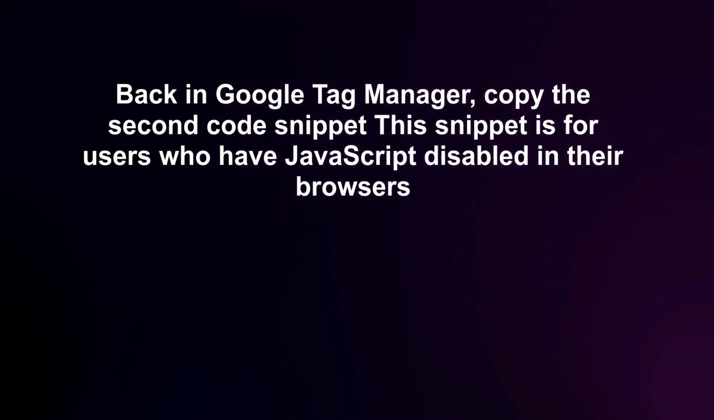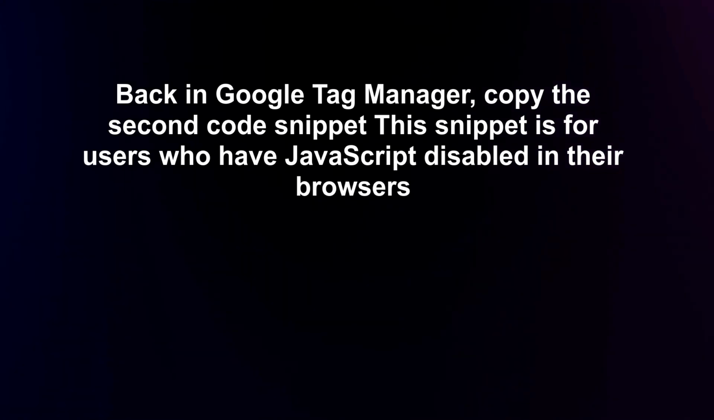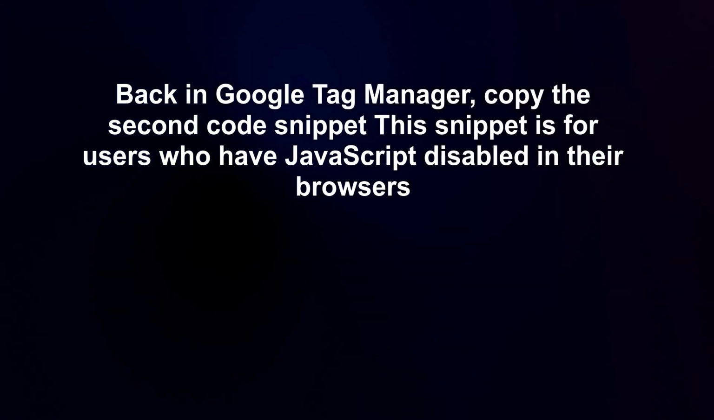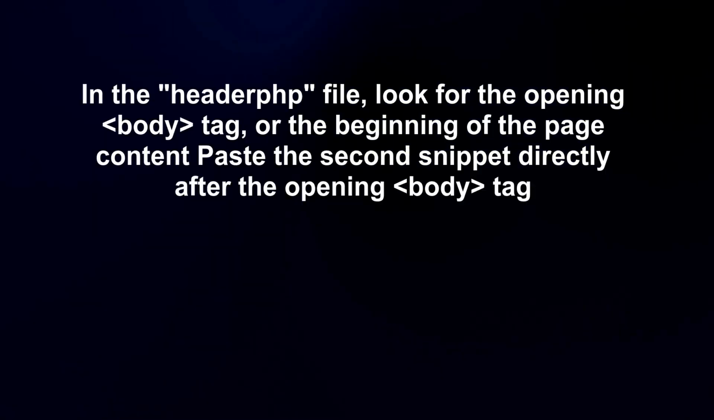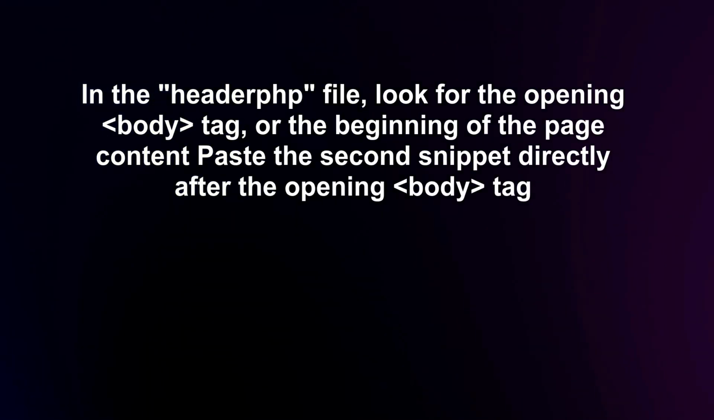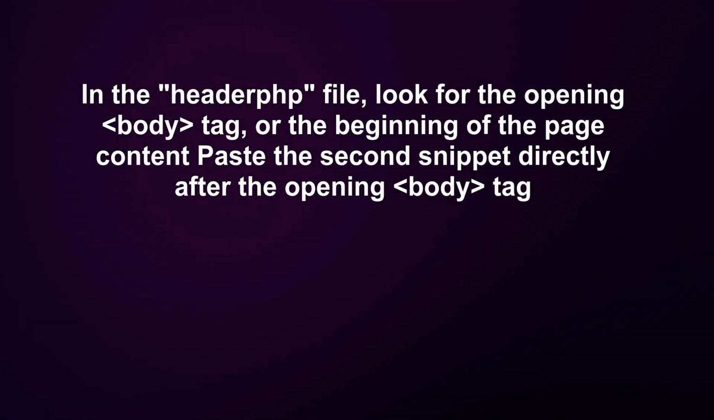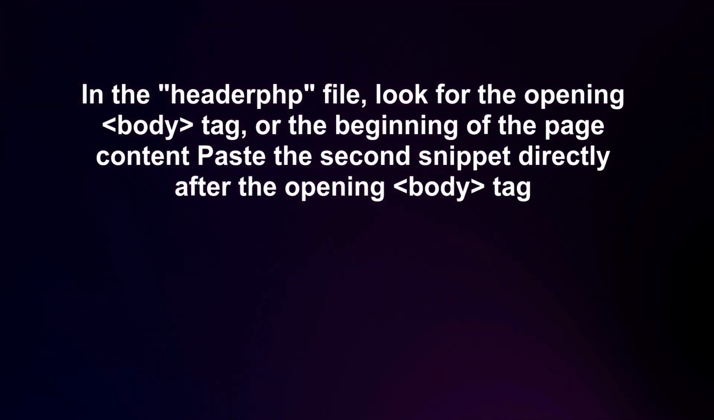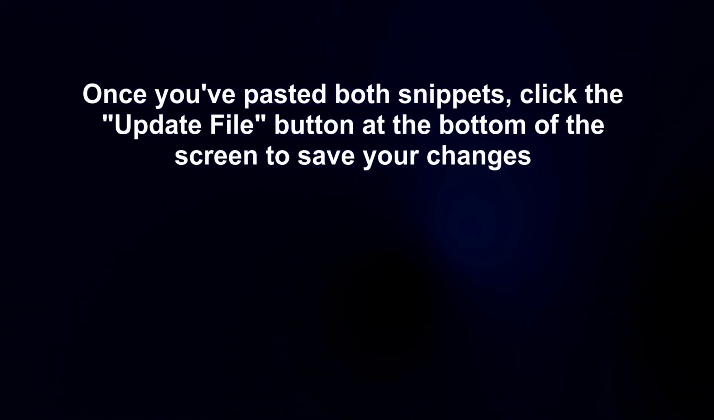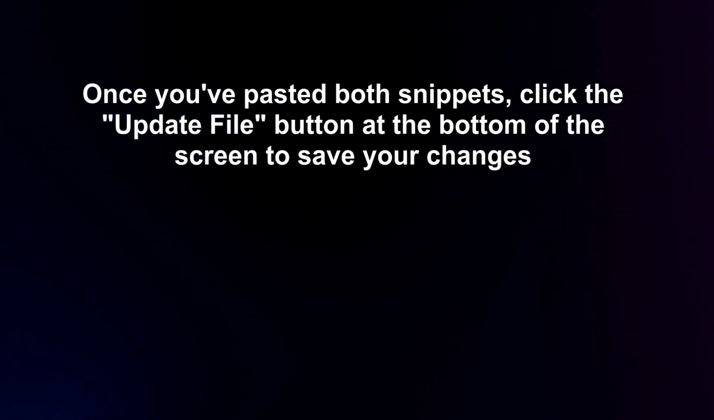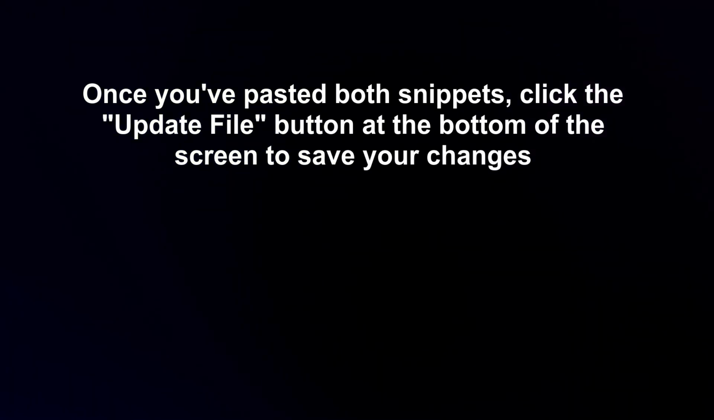Back in Google Tag Manager, copy the second code snippet. This snippet is for users who have JavaScript disabled in their browsers. In the header file, look for the opening body tag, or the beginning of the page content. Paste the second snippet directly after the opening body tag. Once you've pasted both snippets, click the Update File button at the bottom of the screen to save your changes.